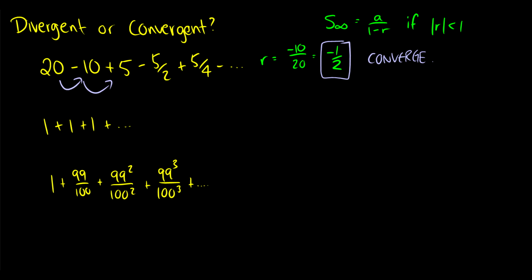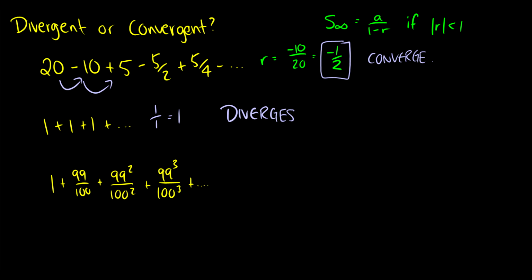What about 1 plus 1 plus 1 plus... keeps going on, we're just adding 1. Is it convergent or divergent? Well, we have 1 divided by 1, which is equal to 1, and the absolute value of 1 is not less than 1. So the series diverges. Why? Because if we keep adding 1 an infinite amount of times, we're just going to reach infinity. We're going to keep going higher and higher and higher. So it's going to diverge.